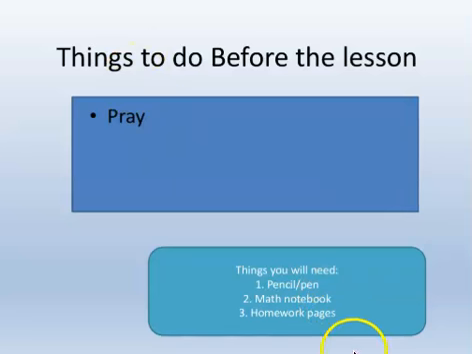Right, today you need to make sure you pray, and have your notebook, pen, and paper before you start.